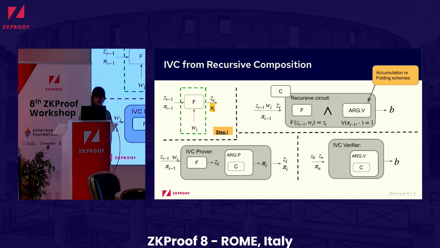The IVC verifier is very simple. It just checks the last proof that comes out. And because at every step we guarantee that all the steps before this have been done correctly, it's enough to check the last proof.